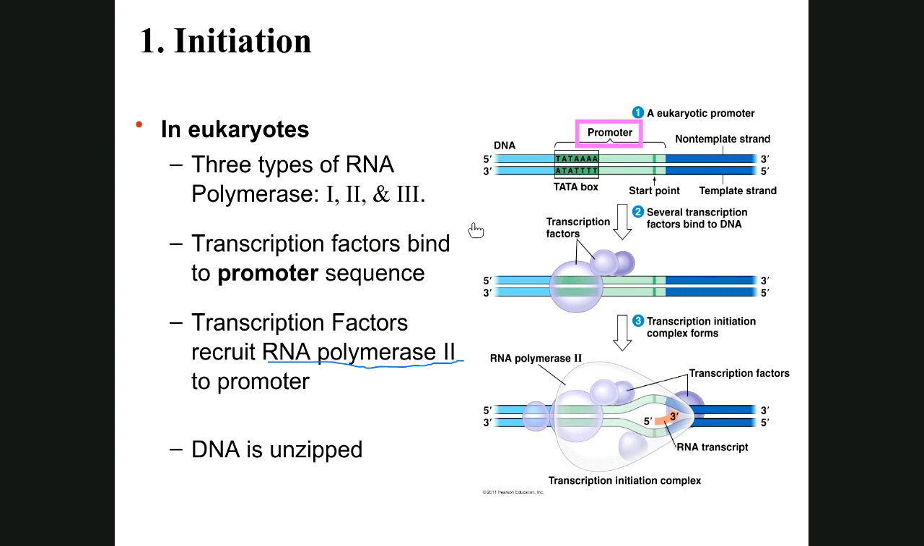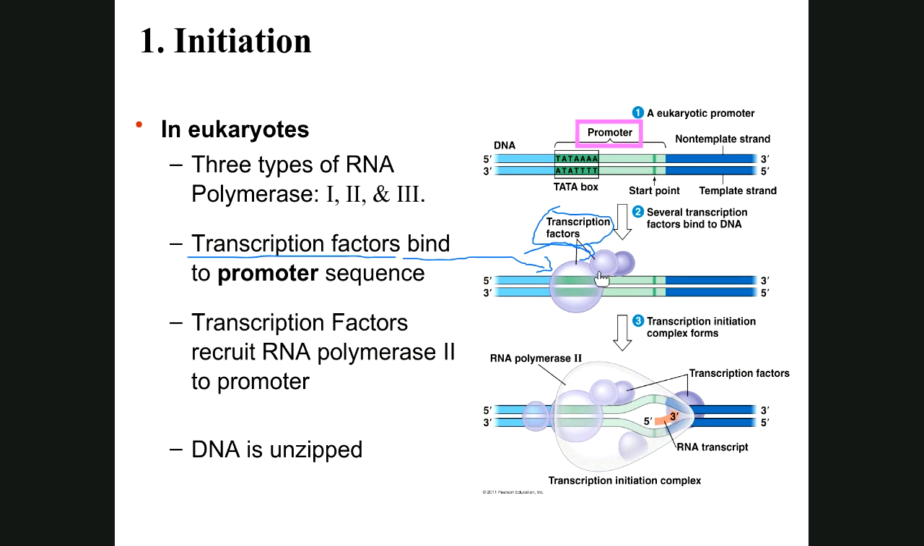So that's one difference with prokaryotes. There's not one type of RNA polymerase as there is in prokaryotes. There are three types in eukaryotes. Another difference is that this RNA polymerase 2 can't locate the promoter on its own. It needs the help of proteins called transcription factors. These transcription factors are shown right here, and they even put it here. So transcription factors, these are proteins.